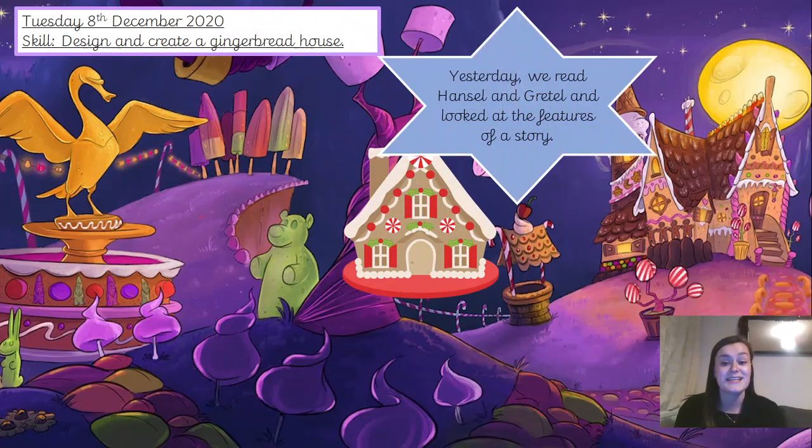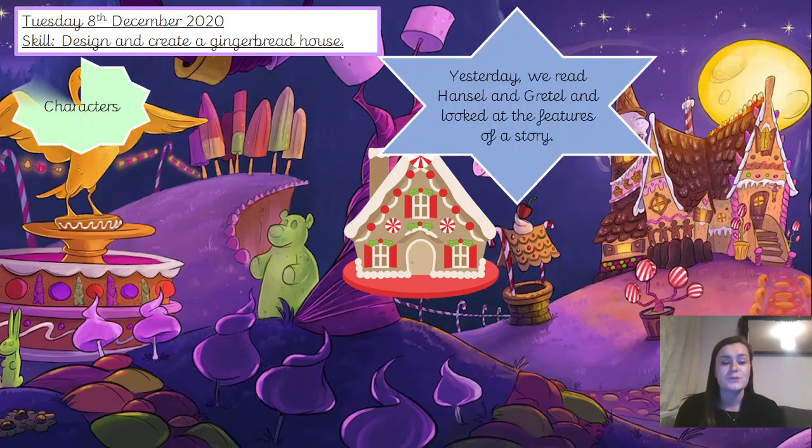So yesterday we read the story of Hansel and Gretel, and we started to look at the features of a story. So we talked about the characters. Who were the characters in our story? We had 5 characters. See if you can remember them. So we had Hansel and Gretel, the stepmother, the father, and the witch.